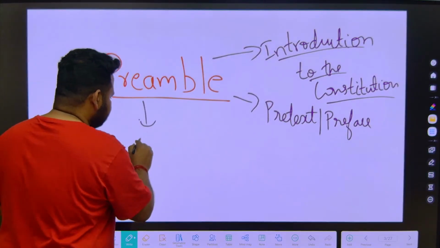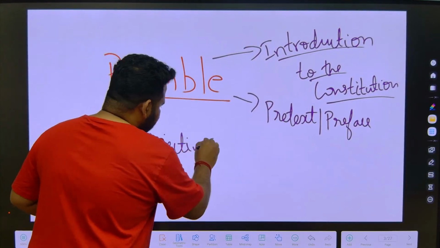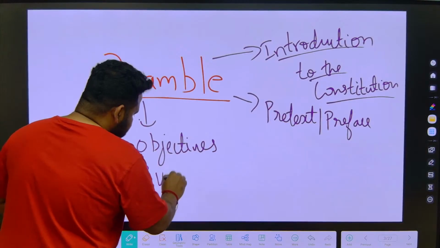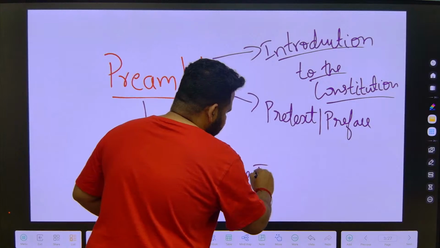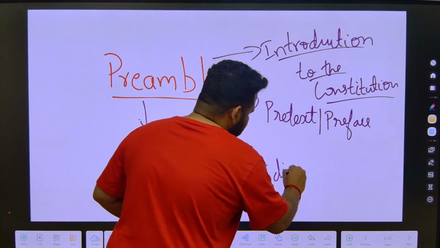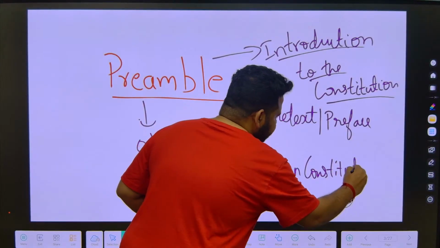It is containing the objectives and values of the Indian Constitution. Objectives and values of the Indian Constitution.